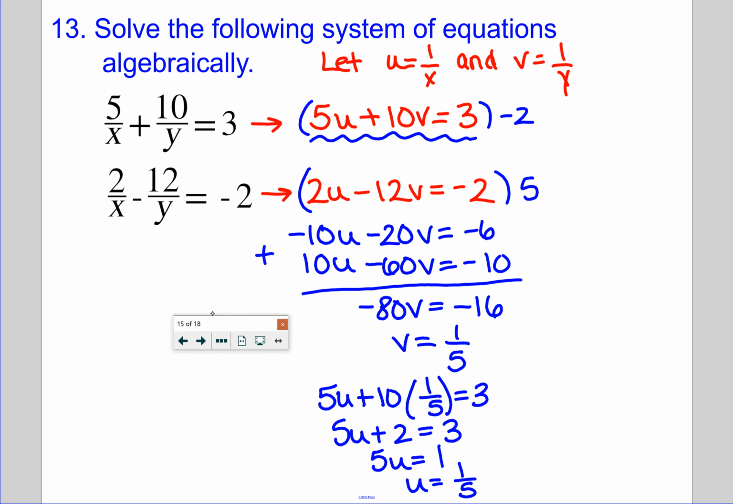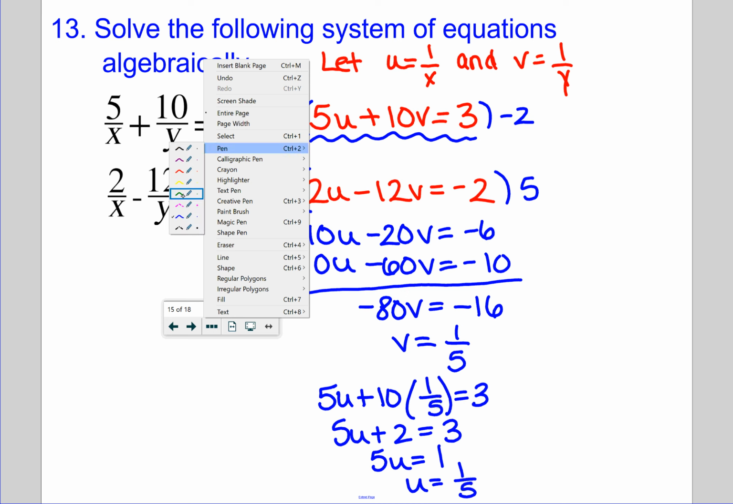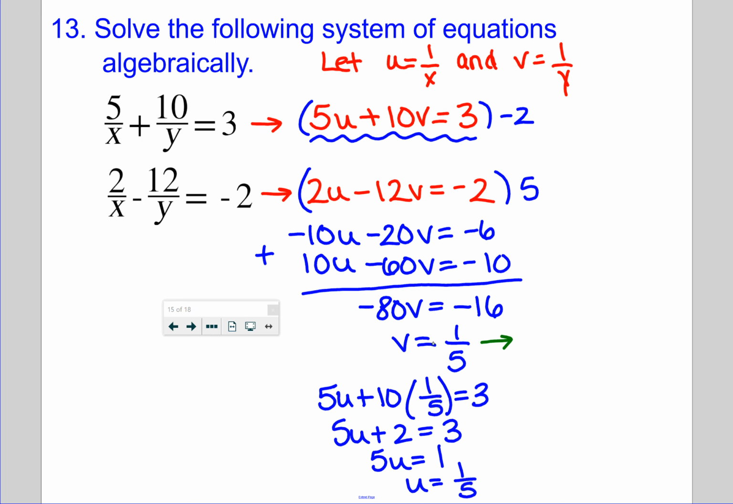Now you need to remember at the end of this, you are not solving for u and v, you're solving for x and y. So we want to go back then, and once we know v is equal to 1/5, we can say 1 over y is equal to 1/5. And then hopefully you can see that y equals 5. If you had a set of numbers here that it wasn't as obvious, you could always cross multiply to solve.